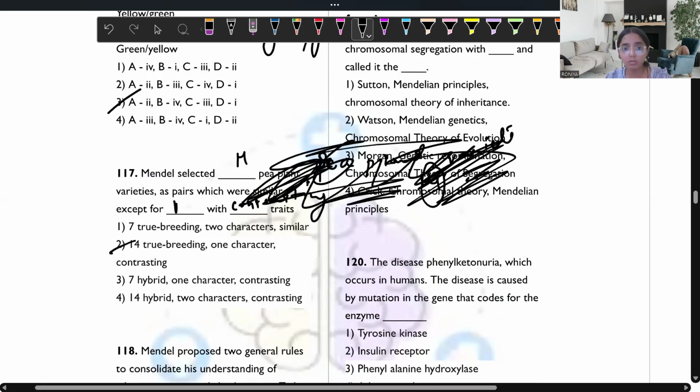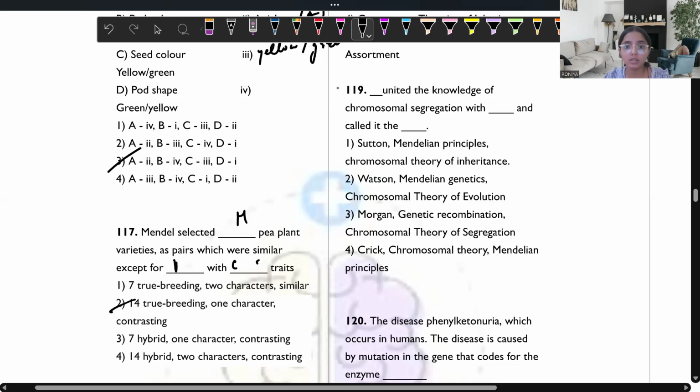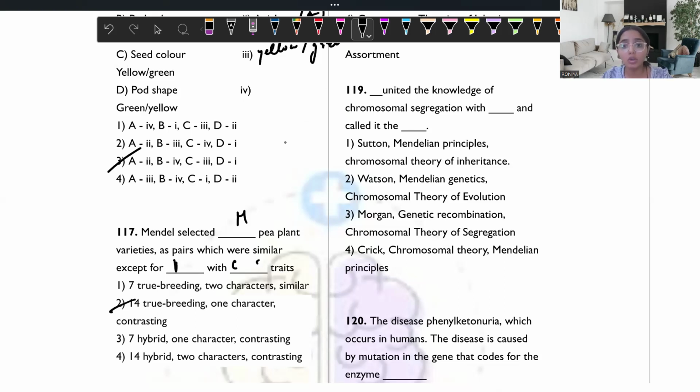Now, question number 119. The question says: who united knowledge of chromosomal segregation with Mendelian principles and called it as what? This is a very interesting question. Who united knowledge of chromosomal segregation? Sutton. Sutton united knowledge of chromosomal segregation with Mendelian principles and called it the chromosomal theory of inheritance.